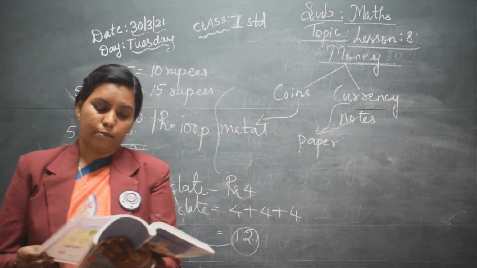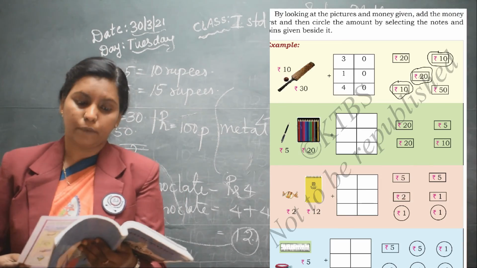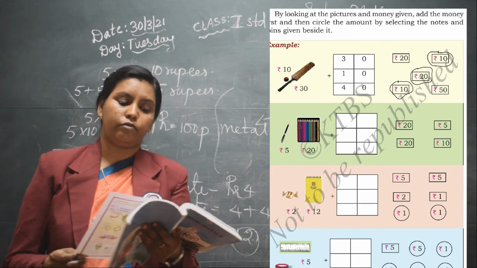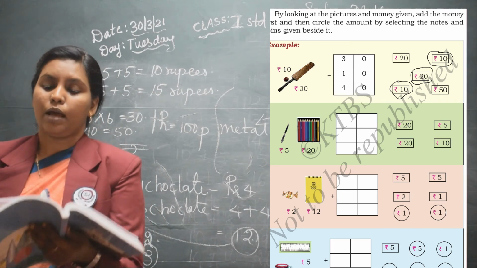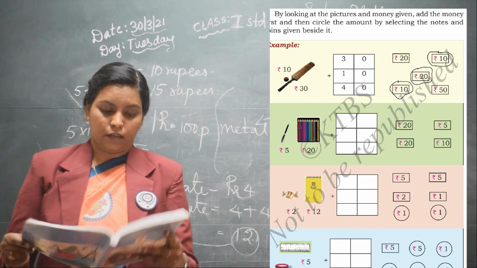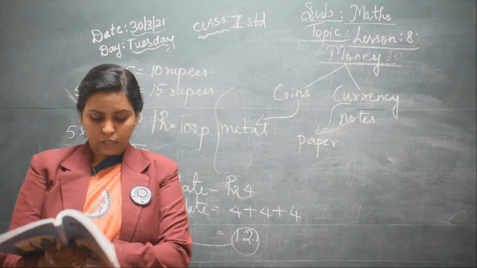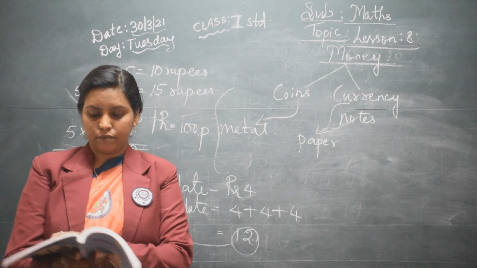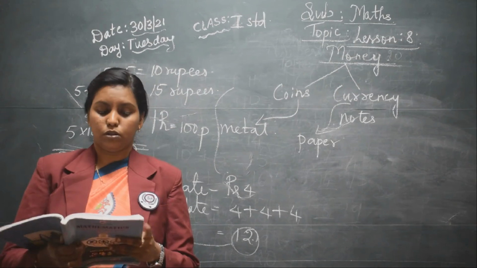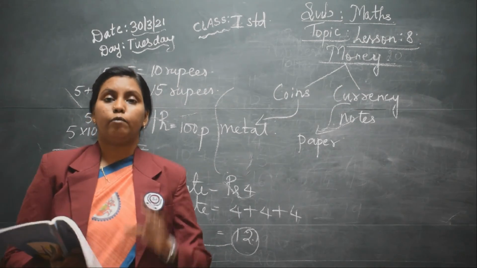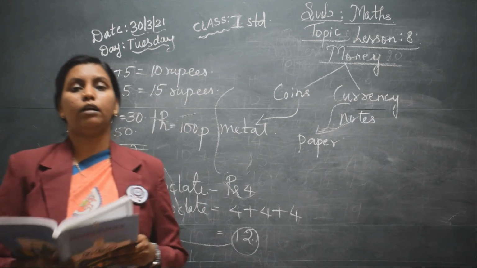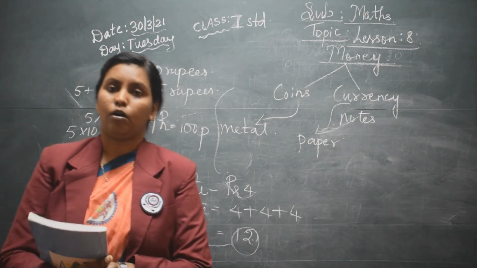Okay. So, the remaining part also is activities only. By looking at the pictures and money given, add the money first and then circle the amount by selecting the notes and coins given beside it. Okay, then on page 170 also you have a small activity there, and on page 171 and 172 also you have activities. The value of the objects is given. You have to total it up and write the total amount of the objects.